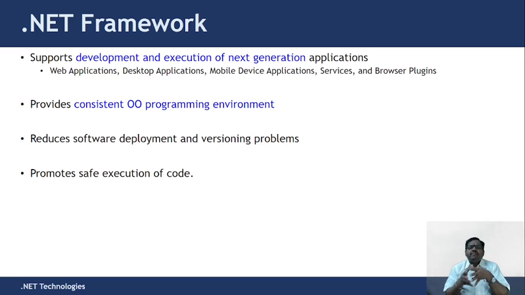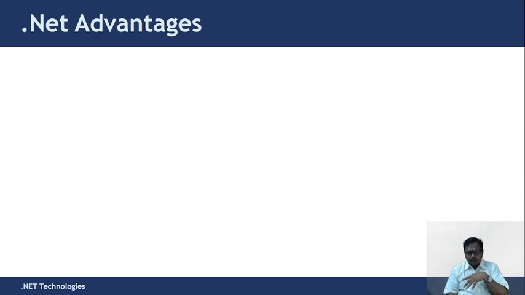It promotes safe execution of the code. So it also takes care of executing the application safely, taking care of memory management, taking care of the references of the objects. So this is how the .NET framework plays a very important role in application development. And .NET framework supports various languages. So let's have a look at the advantages of .NET framework.